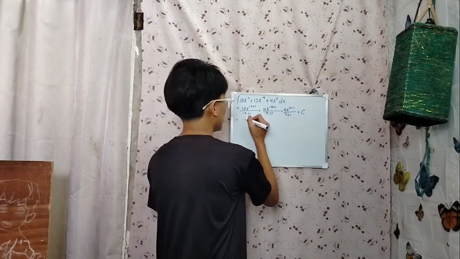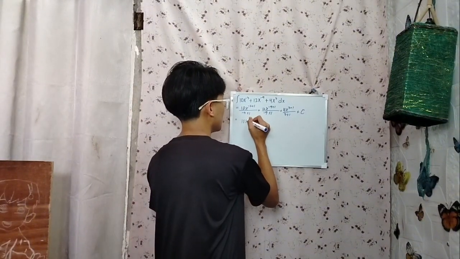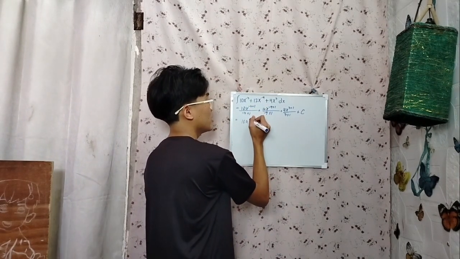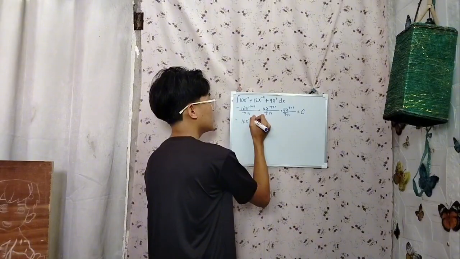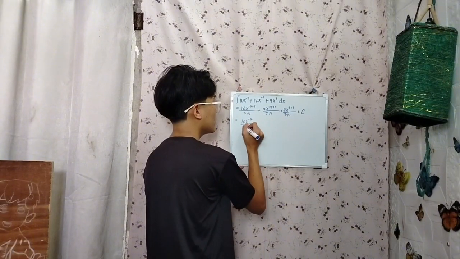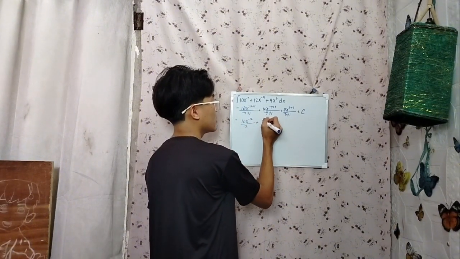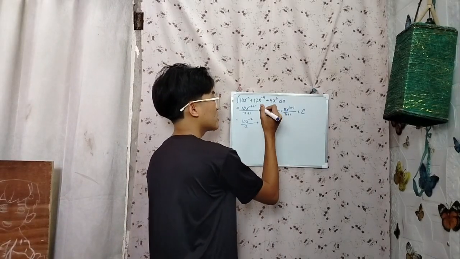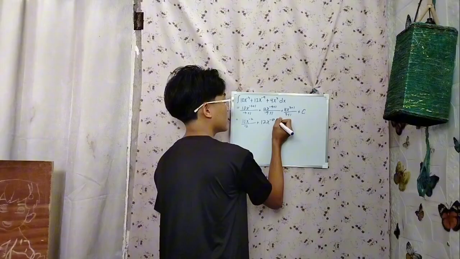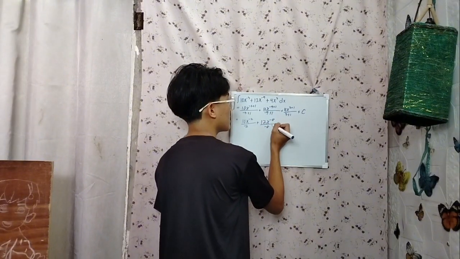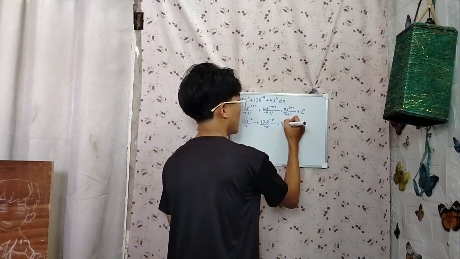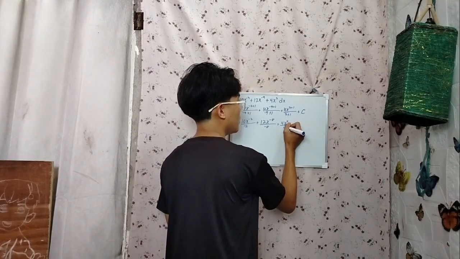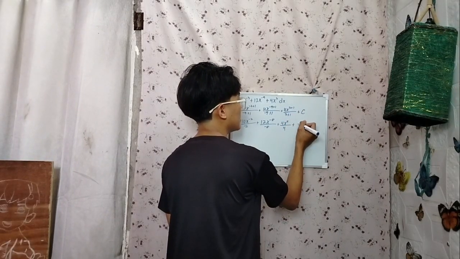So 10x raised to negative 3 plus 1 equals negative 2. So x raised to negative 2 over negative 2. Then plus 12x raised to negative 9 plus 1 equals negative 8, over negative 8. Then plus 4x raised to 3 plus 1 equals 4, over 4, and plus c.